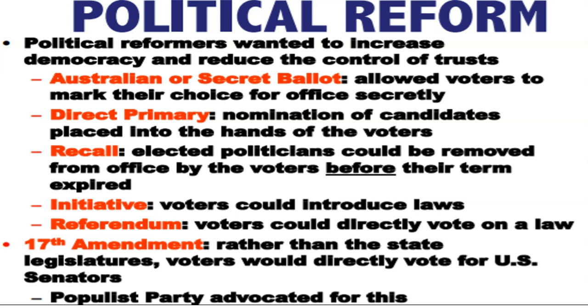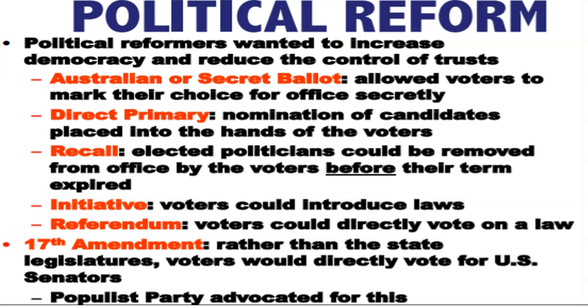The first thing that we have is the Australian or secret ballot, which allowed voters to mark their choice for office secretly. Another one is the direct primary, with the nomination of candidates placed into the hands of the voters instead of political machines. Recall. This meant that elected politicians could be removed from office by the voters before their term expired. Also, the initiative, in which voters could introduce laws. Referendum. Voters could directly vote on a law.